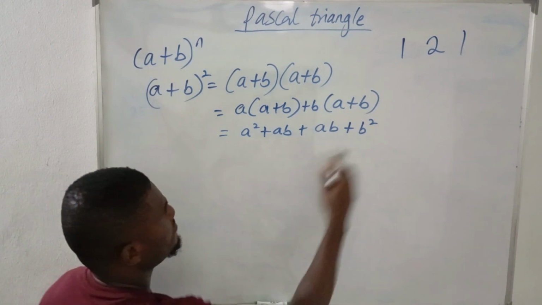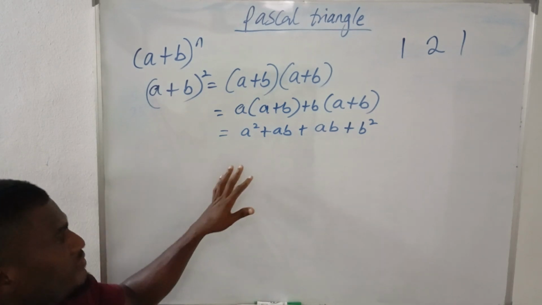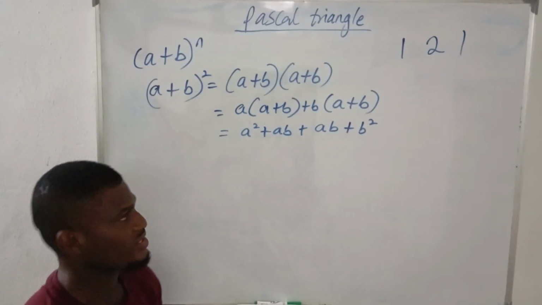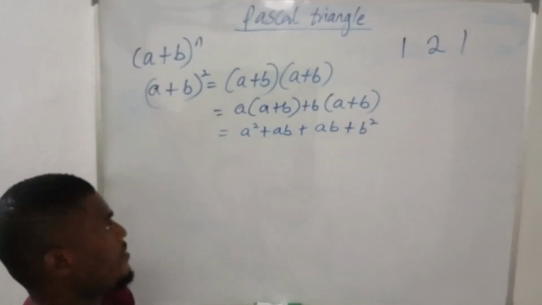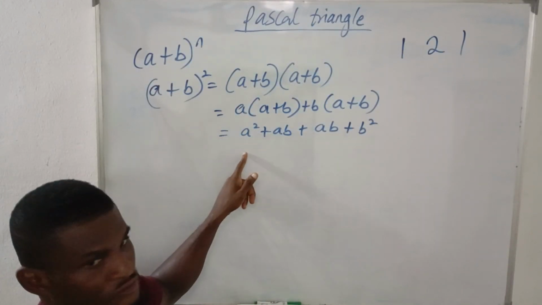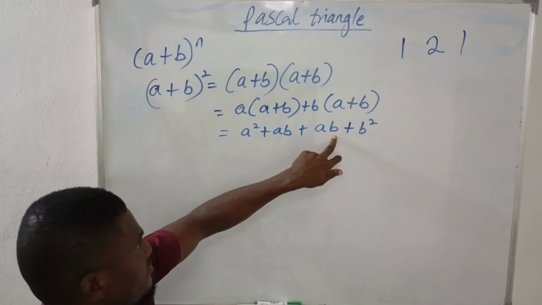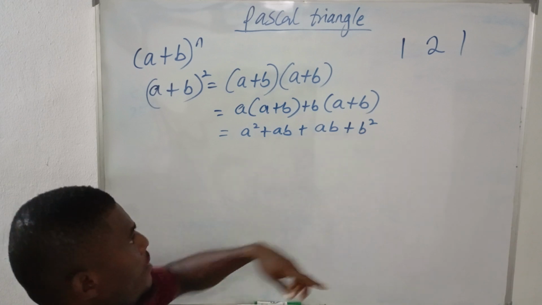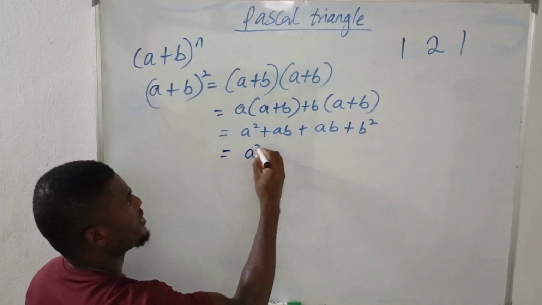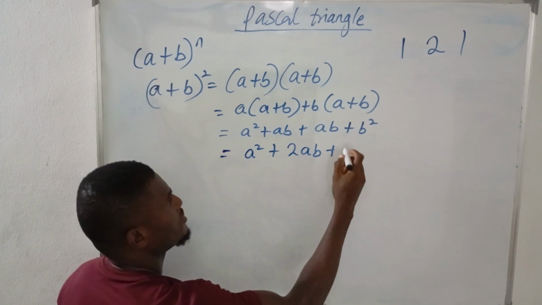And if you look at this term, this is not like terms with this. Because when we say like terms, we're talking about the variable that has the same letter in the same degree or the same power. So this is a, and the power here is 2. And then we have ab, which is different from this. And then we have ab, and then we have b squared. Alright, so we have 2ab here. So if we want to write this again, we'll write a squared, and then 2ab plus b squared.